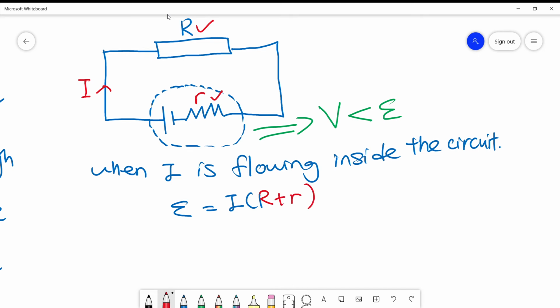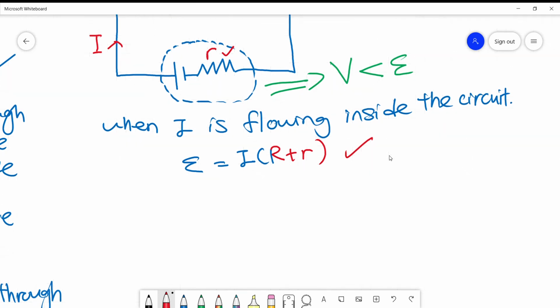So this is basically our electromotive force, which is the total of the resistances inside the circuit. Okay, so if I move the total resistance to the other side, what I get for the current is equal to the electromotive force divided by R plus r.